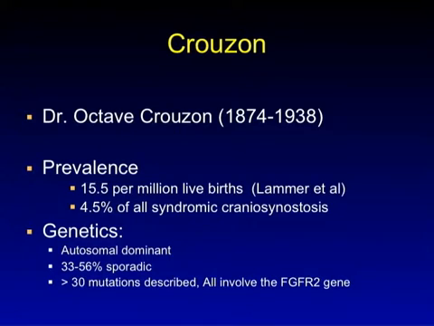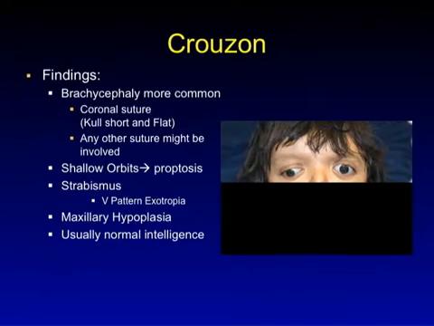Crouzon is a common one. Know that it's autosomal dominant, but there are about a third to one-half of patients with sporadic mutations. Okay, and they all involve the FGFR2 gene. Okay, so orbital findings, they have shallow orbits, which lead to proptosis. They do have V pattern exotropia with maxillary hypoplasia, and usually normal intelligence.